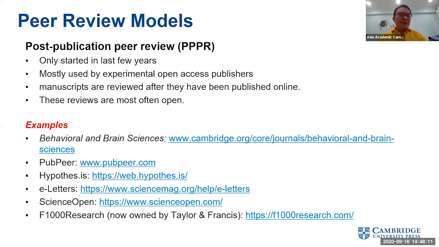And of course, there's even something even more radical. Okay, so it's called post-publication peer review. This started in the last few years, and it's actually used by experimental open access publishers. So what happens is the manuscripts are reviewed after they have been published online. Okay, so they don't wait for the review to complete before they publish it. They publish first, online.